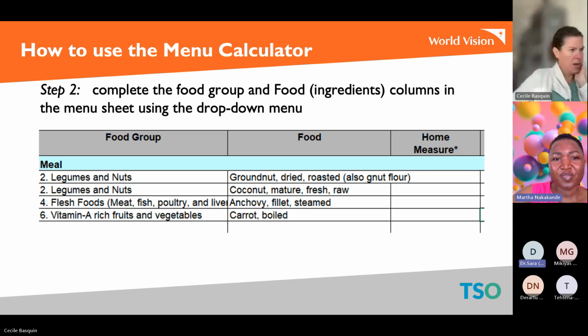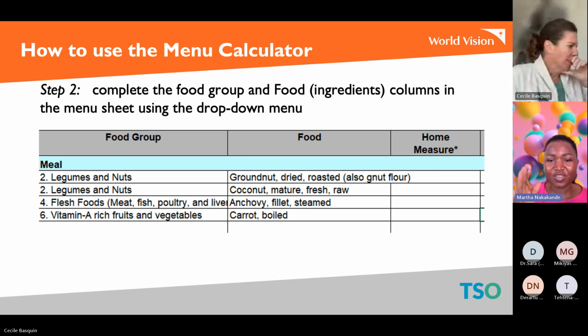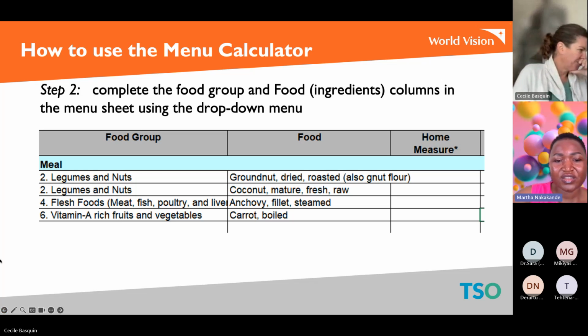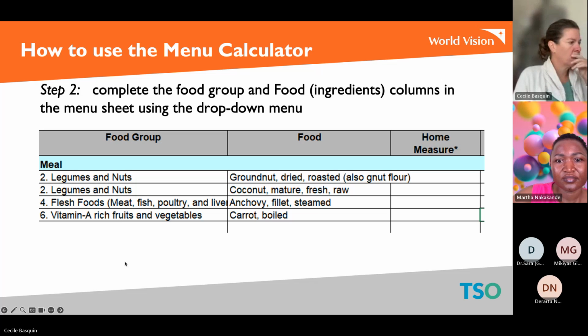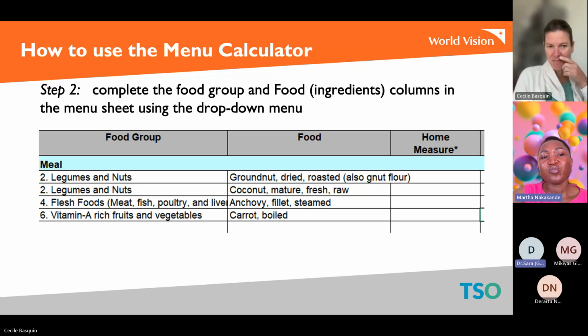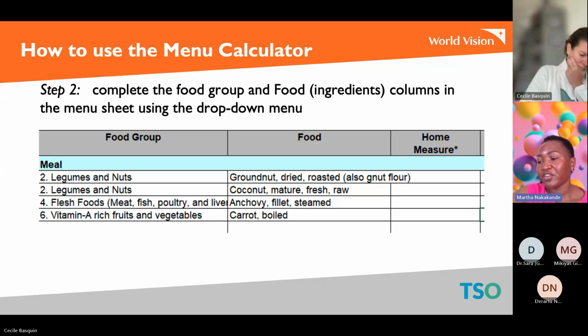Are we all on the same page? Are we together with everyone else, or am I going very fast? Okay, I hope we are together. So B would be the food, and this is where you'd write your maize flour.